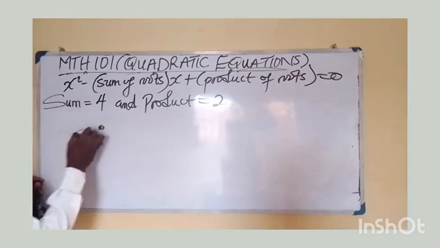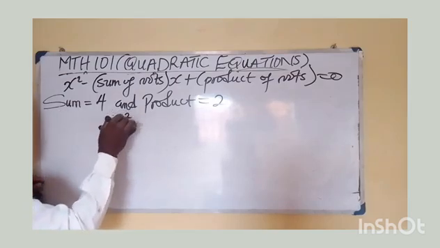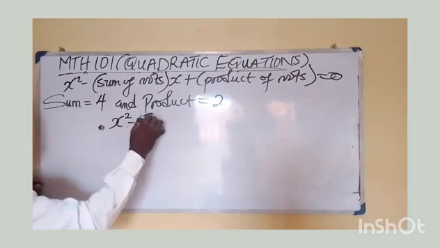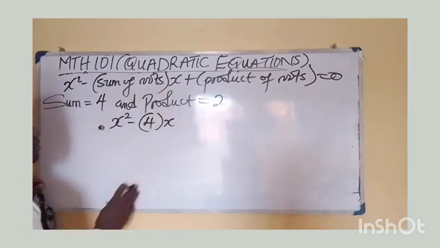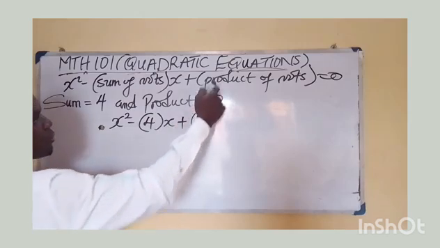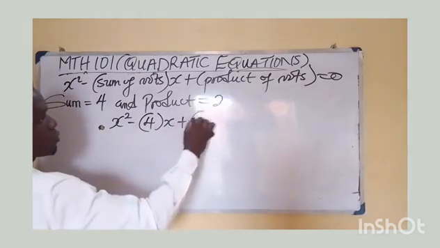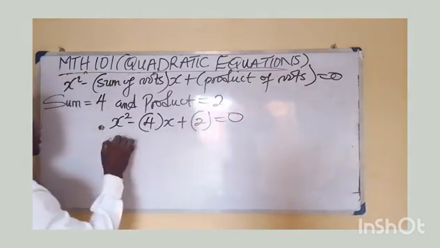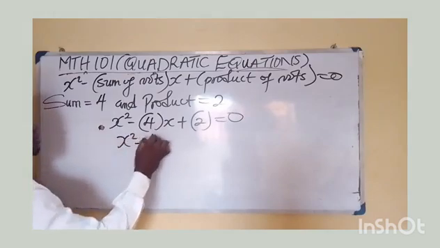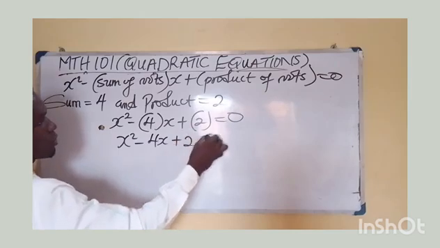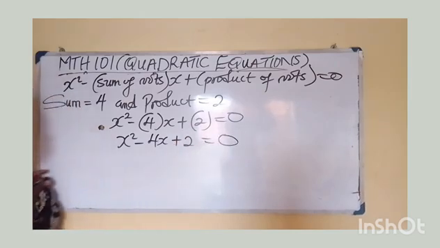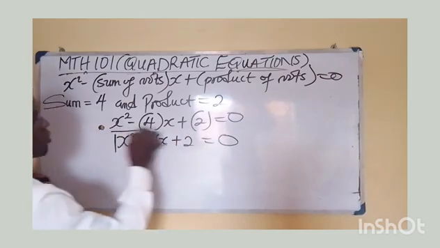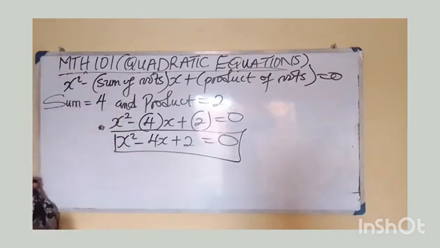So it means that you say x squared minus the sum, I'll put 4 here, then plus the product, they said 2, so I'll put 2 here, equals 0. So I have x squared minus 4x plus 2 all equal to 0. Did you see that? So this is the quadratic equation from what they give us.